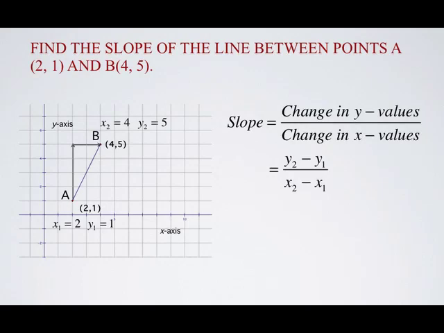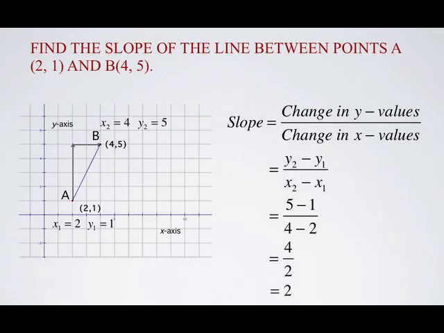Sometimes it's easier if you write these things down, so that way you don't get confused in the order in which you subtract them. Now we substitute all of these values into our formula: 5 minus 1 over 4 minus 2. We perform the subtraction and reduce to get to the same slope.